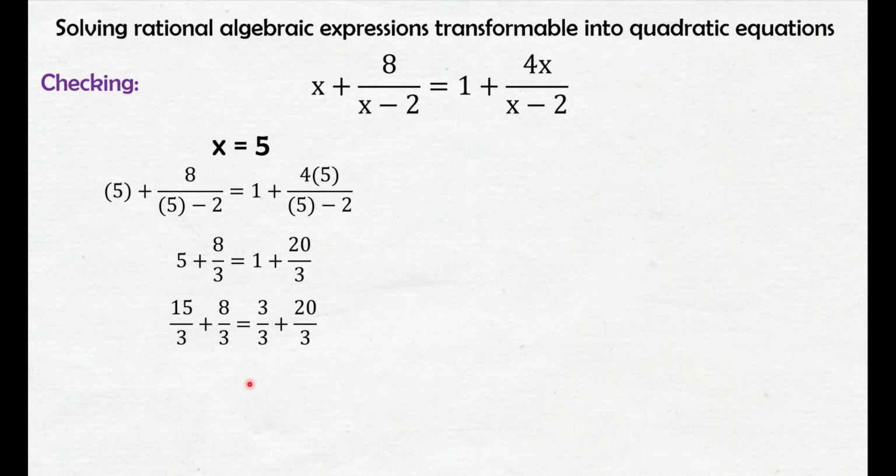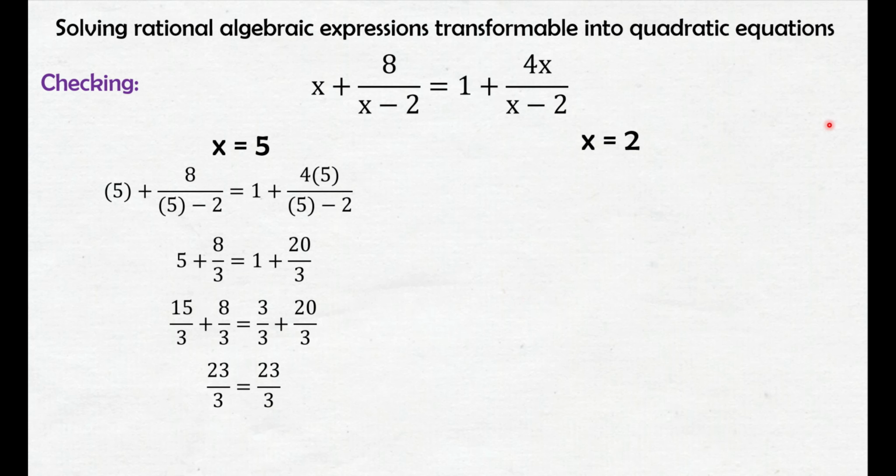Tandaan na hindi tayo pwede mag-add or mag-subtract kung hindi magkaparehas yung denominator. Okay, so pag add natin, makuha natin 23 over 3 equals 23 over 3. Okay, so since parehas sila, ibig sabihin yan, si x equals 5 ay solutions or roots ng given quadratic equation.